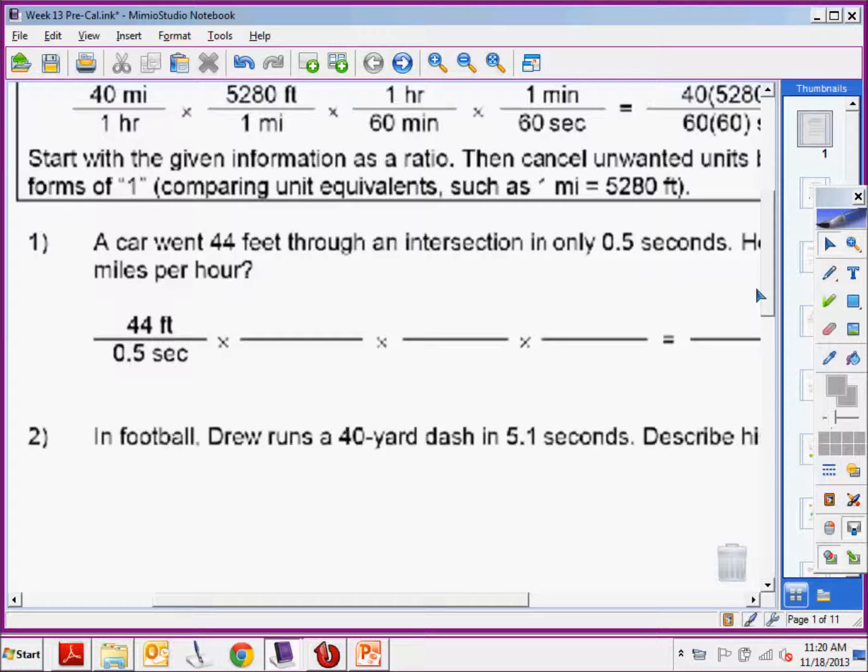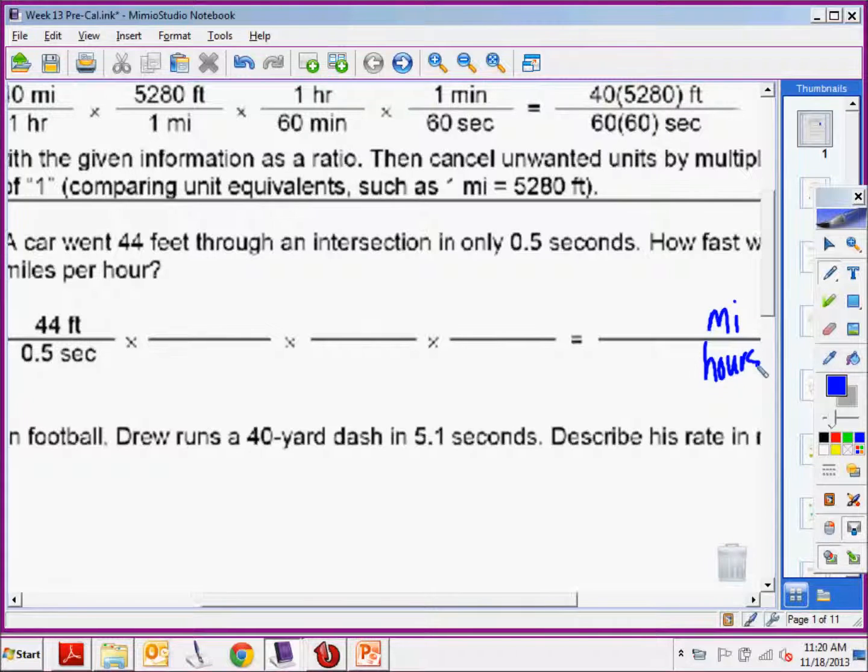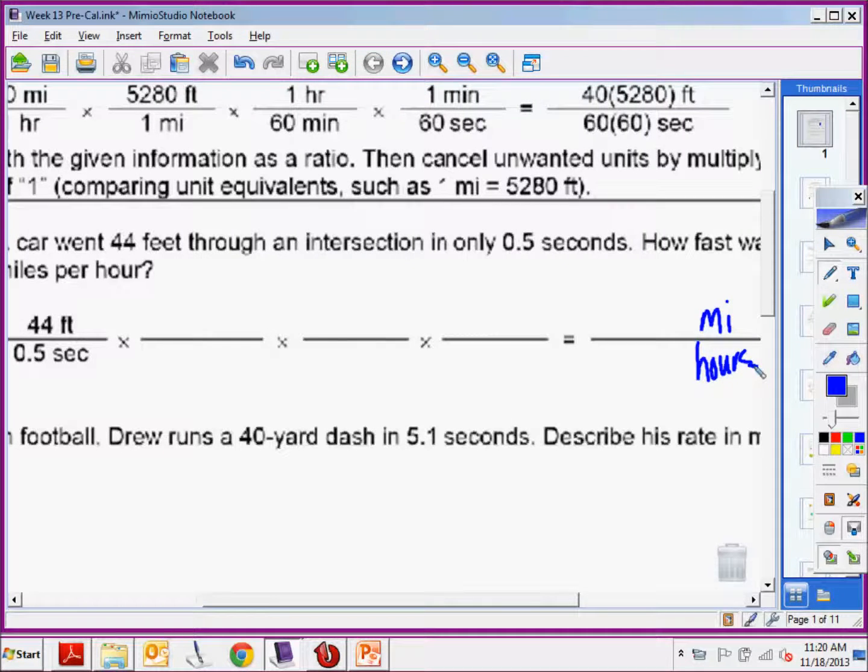A car went 44 feet through an intersection in only half a second. How many miles per hour did that take? So what you first need to realize is what is given to you. Well, I'm given feet and seconds. Second, you need to realize what your ending result is. Well, my ending result needs to be in miles and hours.